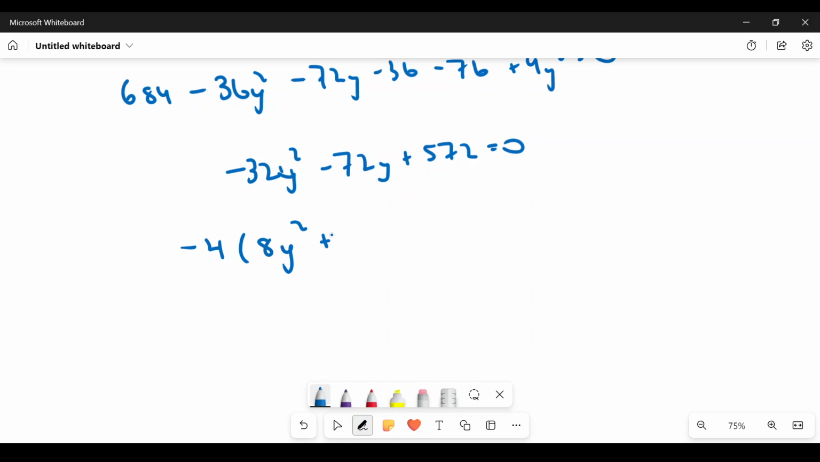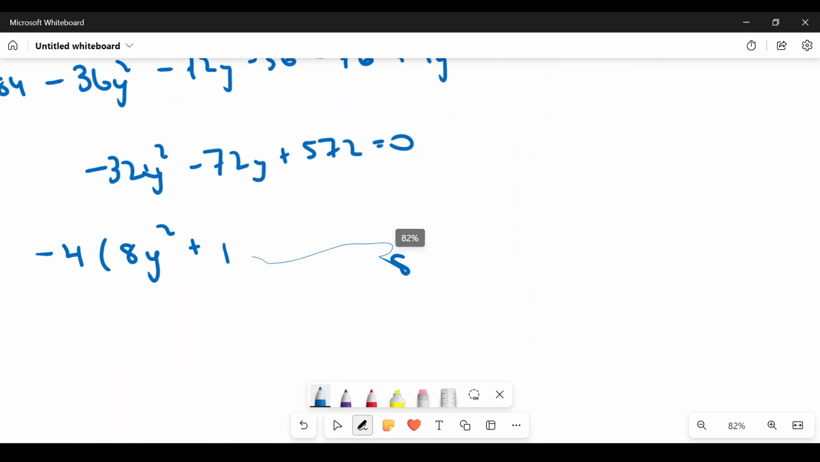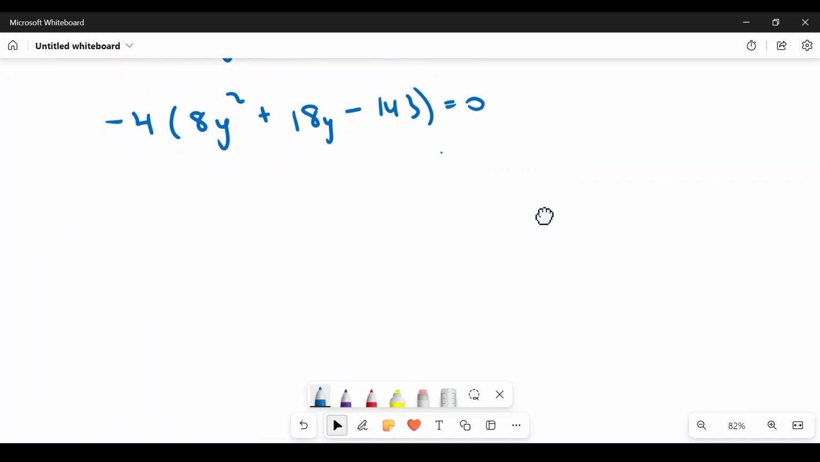That gives me 18y. Oops, sorry. Glitch in the matrix. 18y, and then 572 divided by 4 would give me negative 143. Sorry, my pen is acting up. Okay, minus 143 equals 0. Now, you could try to factor it. I'm not going to.